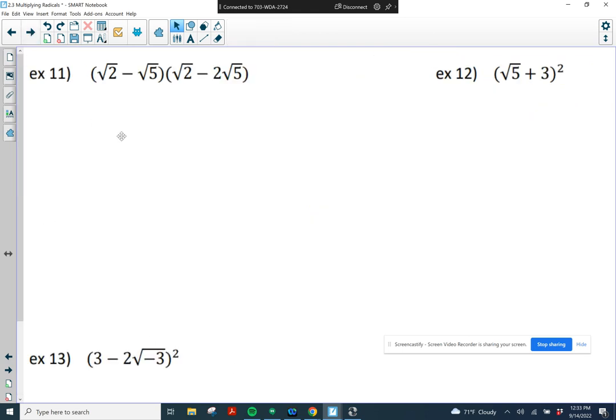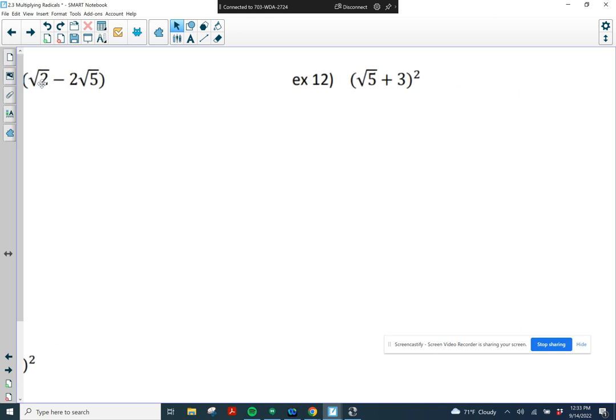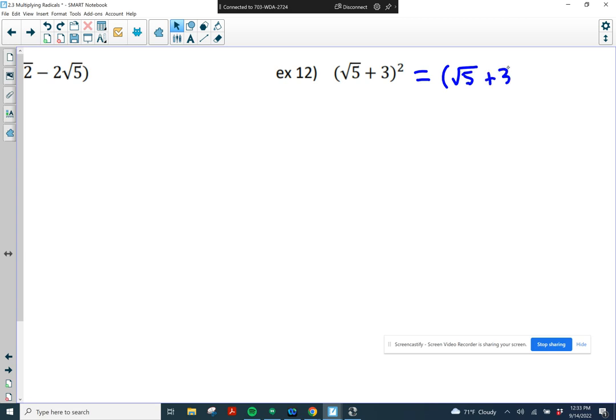All right, example 12. I'm going to move this over again, so I have a little more room, just like you do on the right side of your paper. Okay, this is not the only way to do it, but this is the way I'm going to show. Square root 5 plus 3 times square root 5 plus 3. You cannot just distribute the square. That doesn't work when you have an addition sign. You can't just distribute the exponent. So I'm going to use the distributing method, or you can use the box.